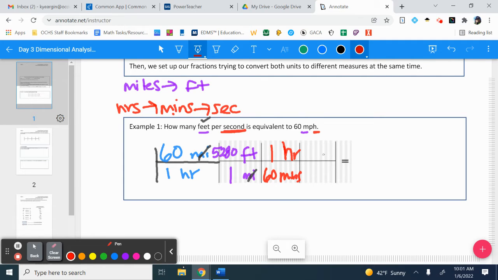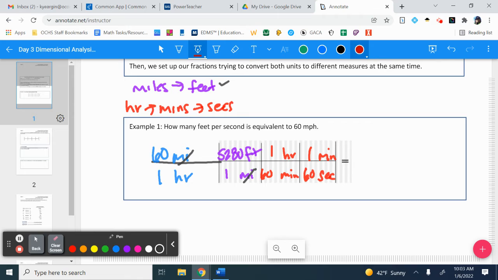To get rid of them, they must go to the numerator. Okay, and if I follow my roadmap, minutes turn into seconds. So here, which is larger, a minute or a second? A minute is the larger unit, and there are 60 seconds in a minute. At this point, I'm where I need to be. If I want to go back and check, I had miles, not feet.